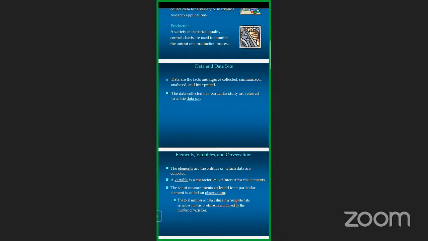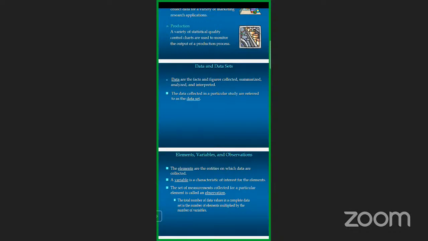And the set of measurements collected for a particular element is called an observation. Means we want to know, in that course, whoever joined, how many people appeared for the examination and how many people cleared the examination. So that is the observation part, what we have to do in the data. So element, variable, and the observations, these are the terms which we'll be using in quantitative techniques.